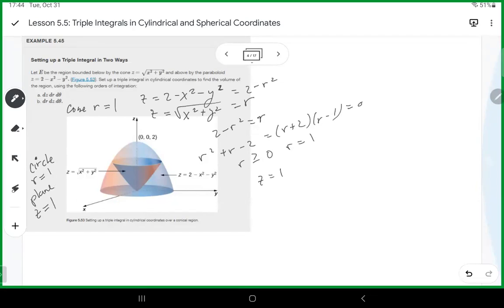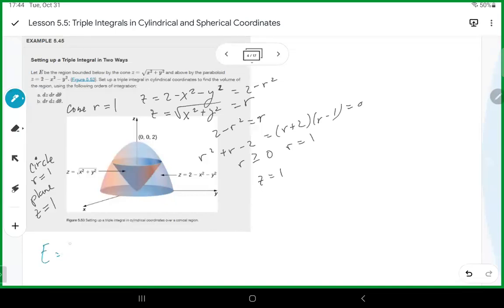The cone is the lower bound for z and the paraboloid is the upper bound. The projection of the region onto the xy plane is the circle of radius 1 centered at the origin. Thus, we can describe the region as the following.